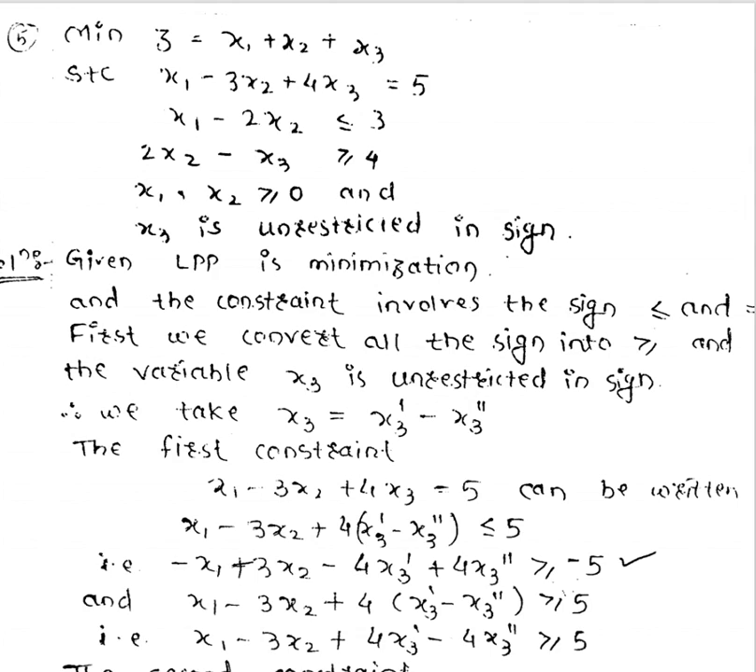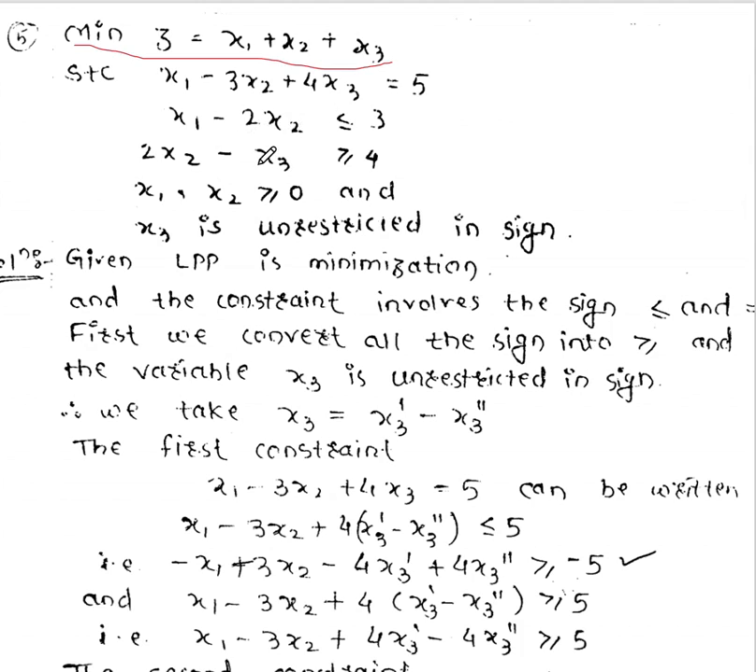So the next problem is minimize z = x1 + x2 + x3 subject to the constraints x1 - 3x2 + 4x3 = 5, x1 - 2x2 ≤ 3, and 2x2 - x3 ≥ 4, with x1, x2 ≥ 0 and x3 unrestricted in sign. x3 unrestricted in sign means it is a difference between two variables. Okay, let us see next.